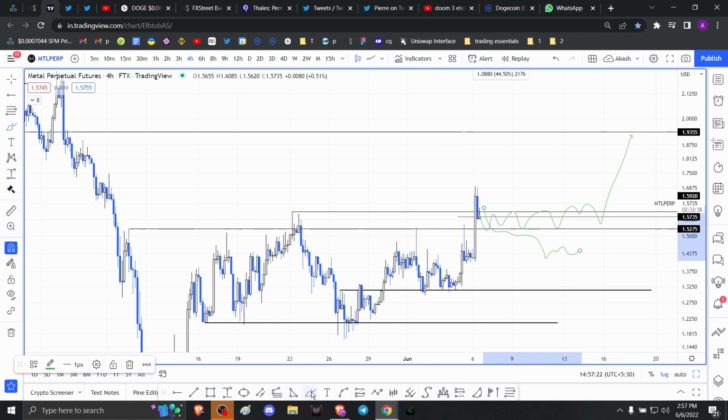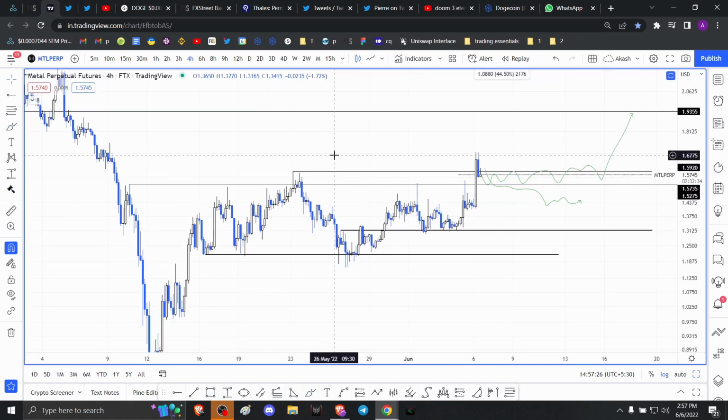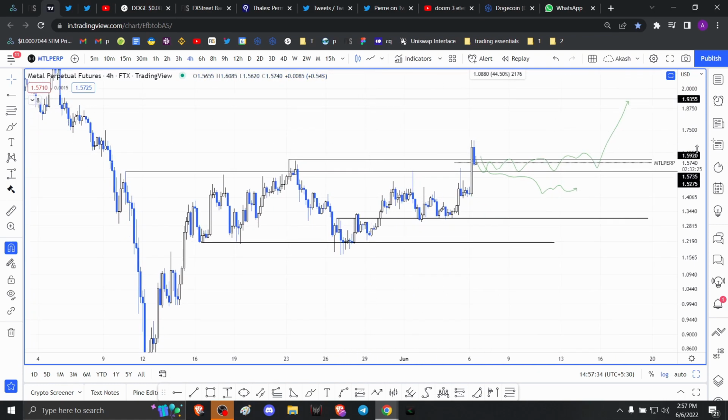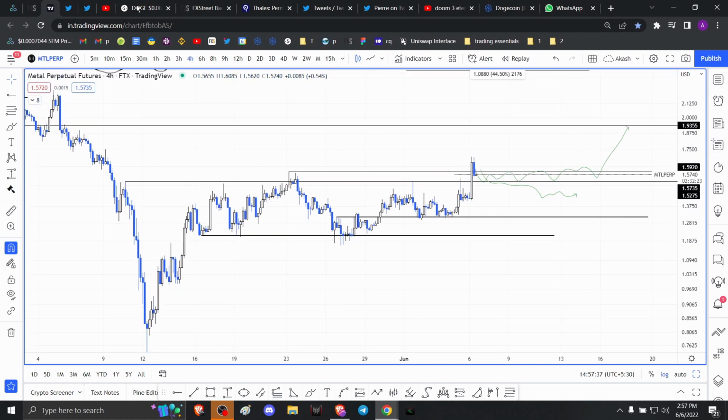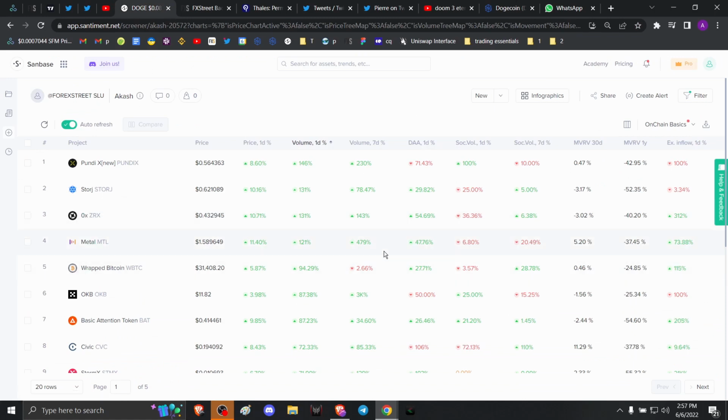So I'm kind of hesitant on MTL. I would probably wait for the price to retrace, fill all the inefficiencies formed here as the price moved up today, and then take another look at MTL and see how it's performing. Probably even take a look at the on-chain metrics to see how things are going.